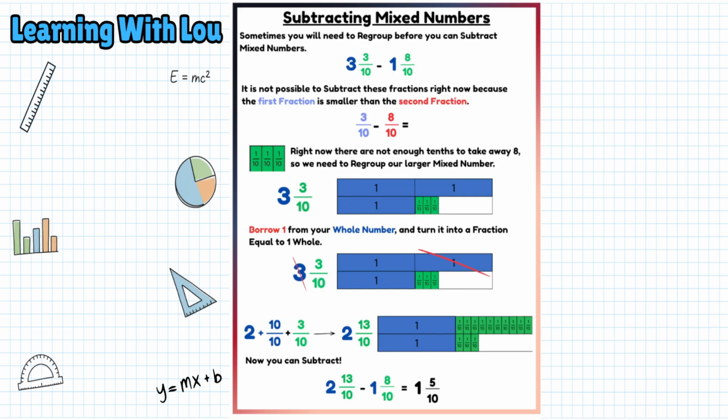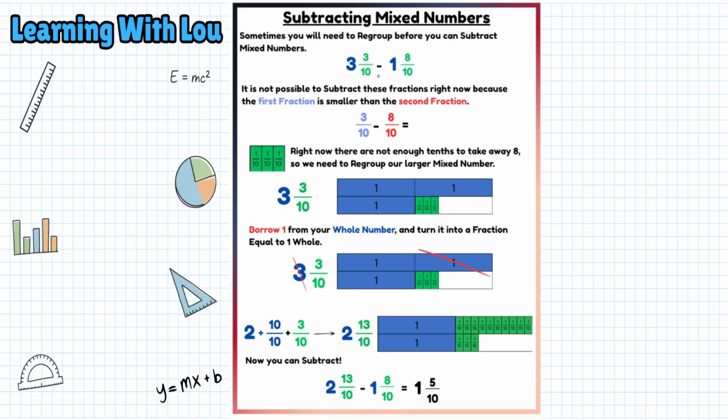Now, subtracting mixed numbers might seem nice and straightforward, but sometimes you're going to have to regroup. If you take a look here at 3 and 3/10 minus 1 and 8/10, after you subtract your whole numbers, you're going to notice a problem. You can't take away 8/10 from 3/10.